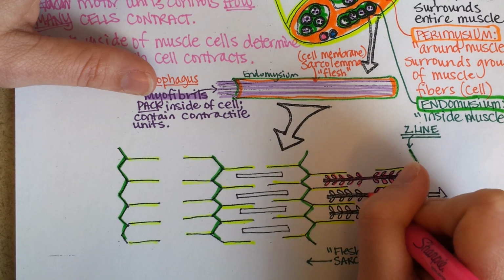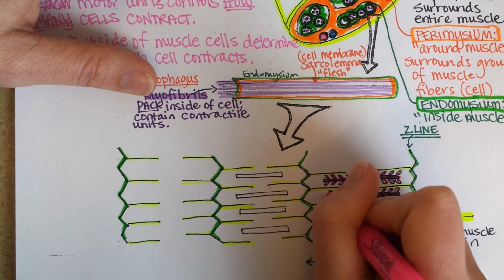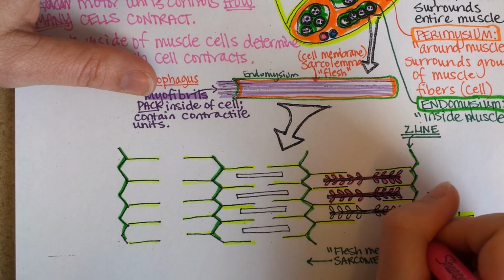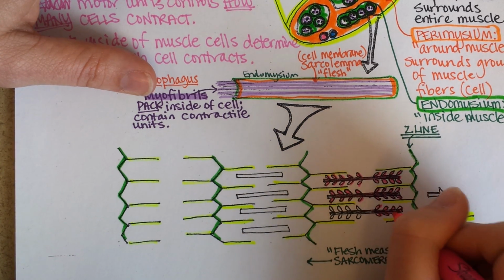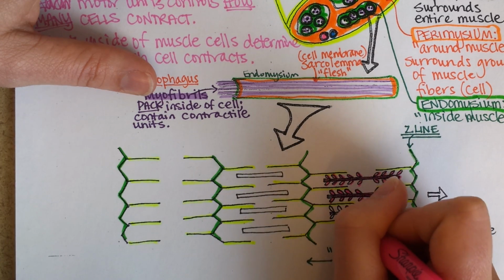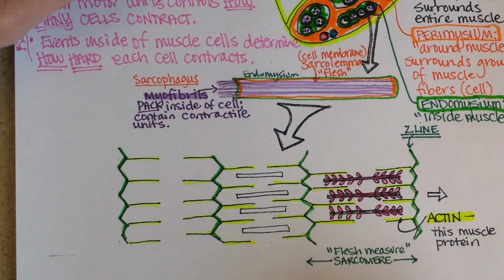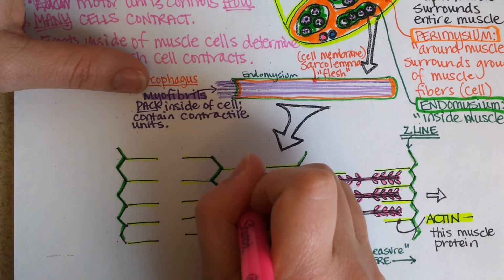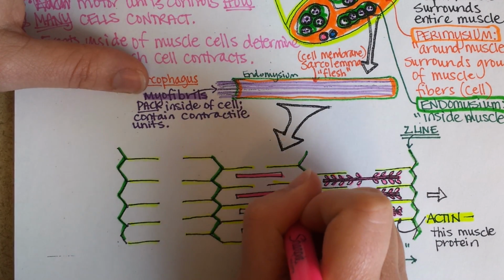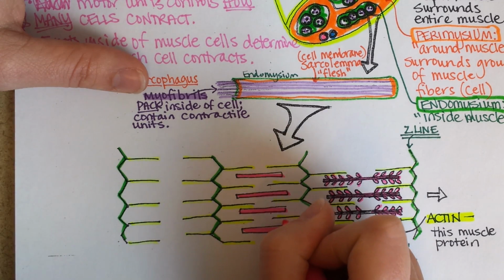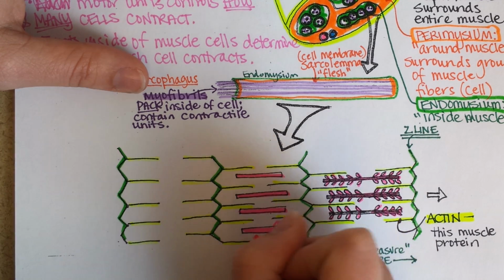You can see that the myosin is a bulkier looking protein, and it has these little heads on it called myosin heads, and those are what stick to the actin and pull on it. So then in this one, I haven't drawn all of it out yet. Could put some myosin heads on there.